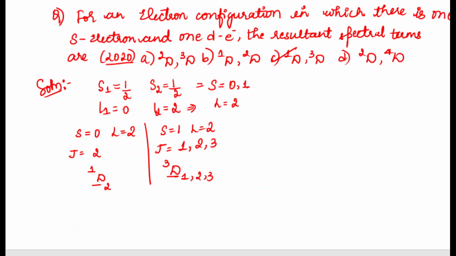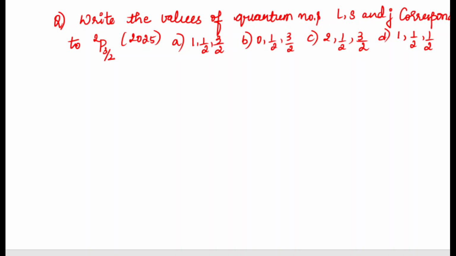Now let us move to the next and final question: write the values of the quantum numbers L, S, J corresponding to the given term. This was asked in the recent 2025 paper. Till now we are familiar with J, the angular momentum quantum number, S, the spin quantum number, and L, the orbital quantum number. You know the term symbol, which I have already explained in my previous classes, 2S plus 1 L J. Here they are asking the values of L and S only.